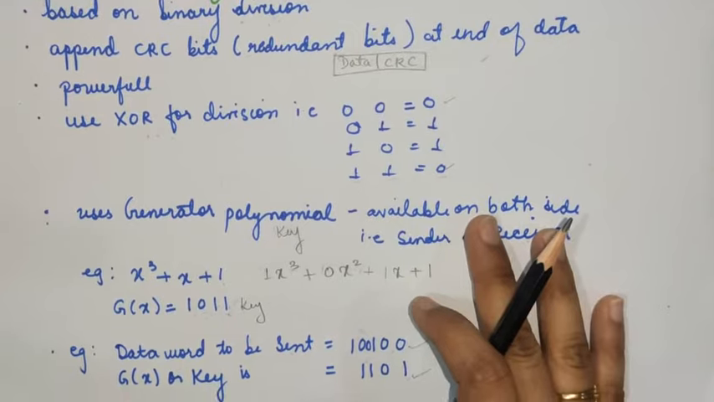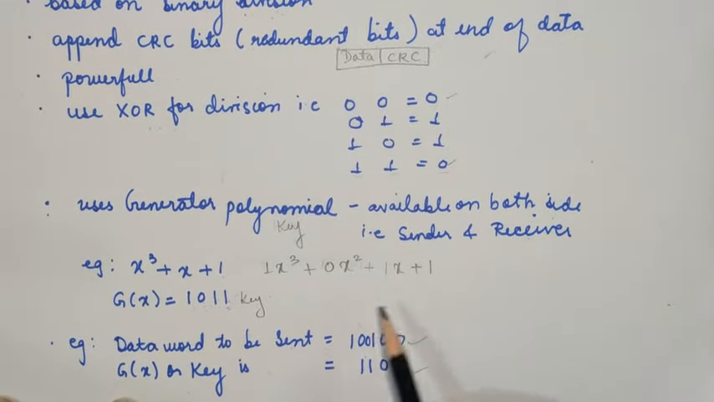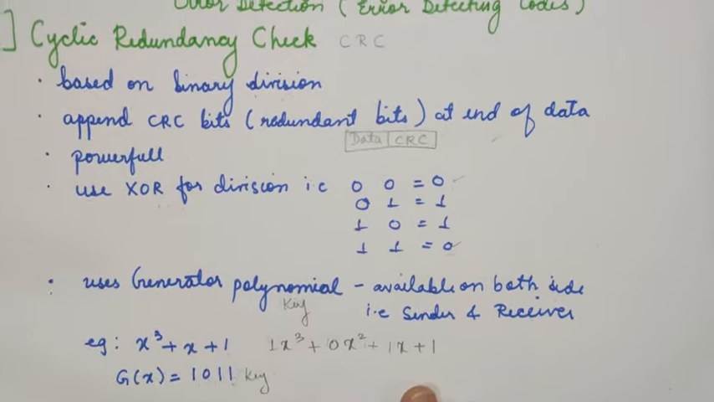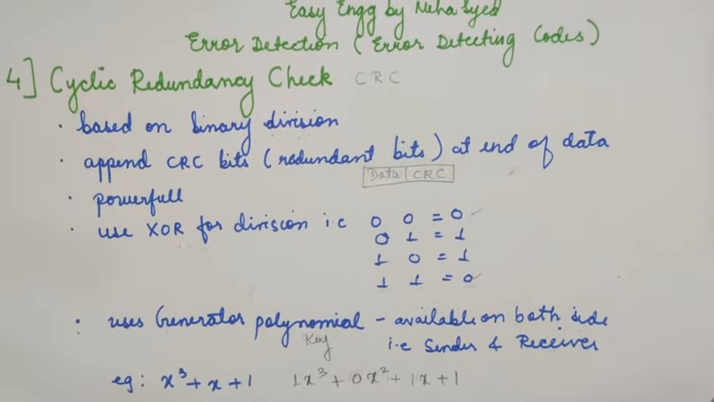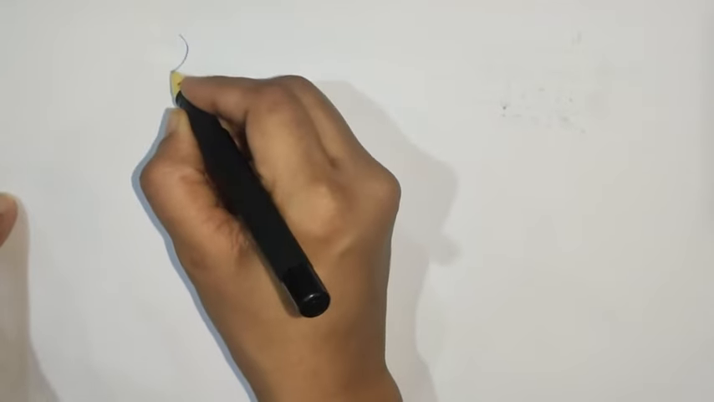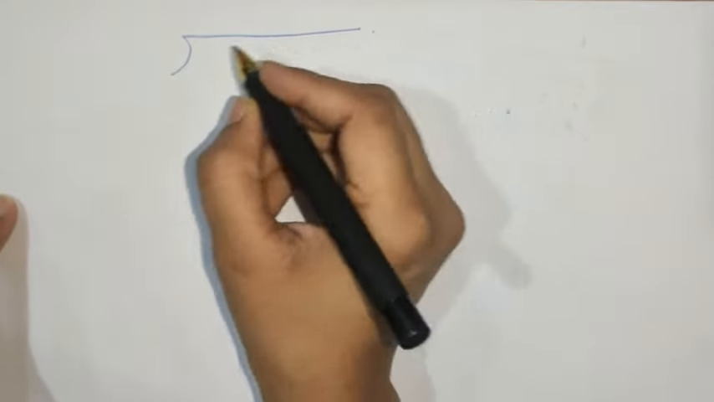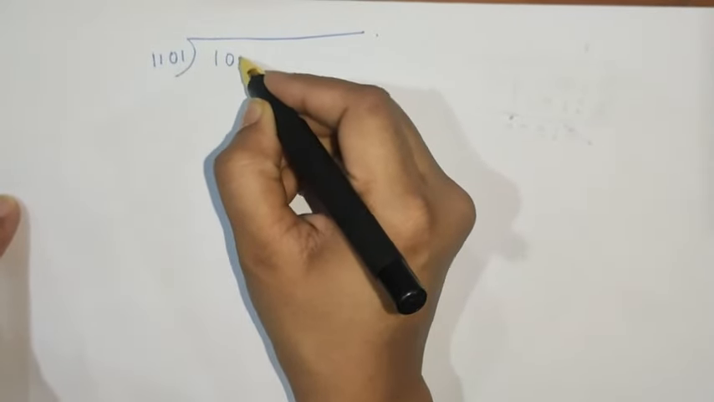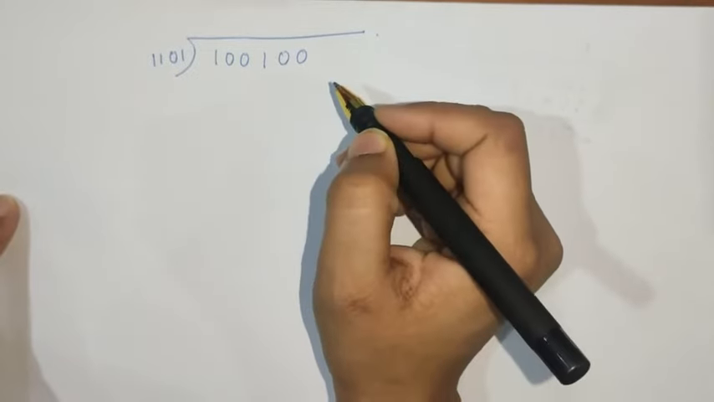Now we will take one simple example of how this CRC actually works. For example, this is our data, 100100. This is our data to be sent, and this is a key, you can say g of x. This is a divisor. So how are we actually going to divide the bits so that we can detect an error, that we are going to see with the help of one simple example. As I have told you, the divisor was 1101, and this is the dividend, the data that we wanted to send.